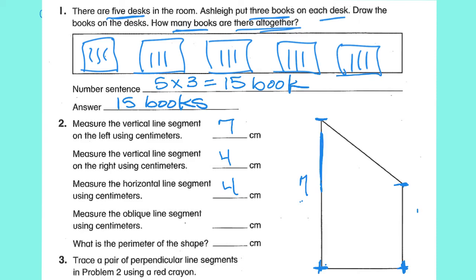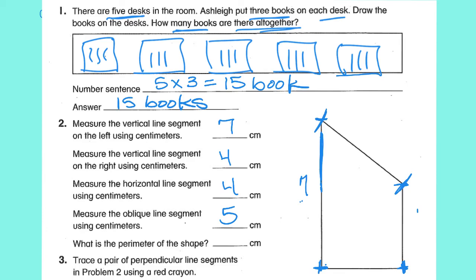So we're going to measure the oblique line segment. Remember, oblique means the slanted line, using centimeters. So that's from here to here. Get out our rulers, and that line segment measures 5 centimeters.